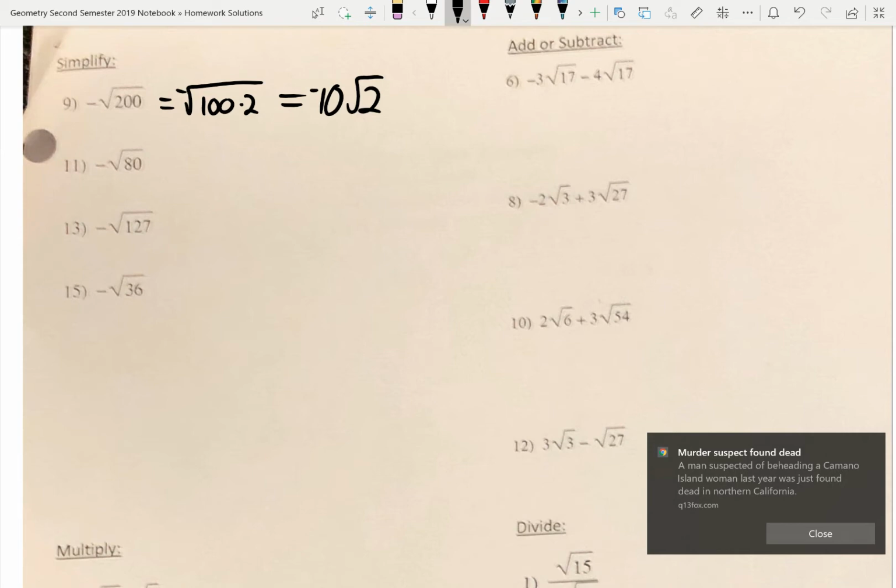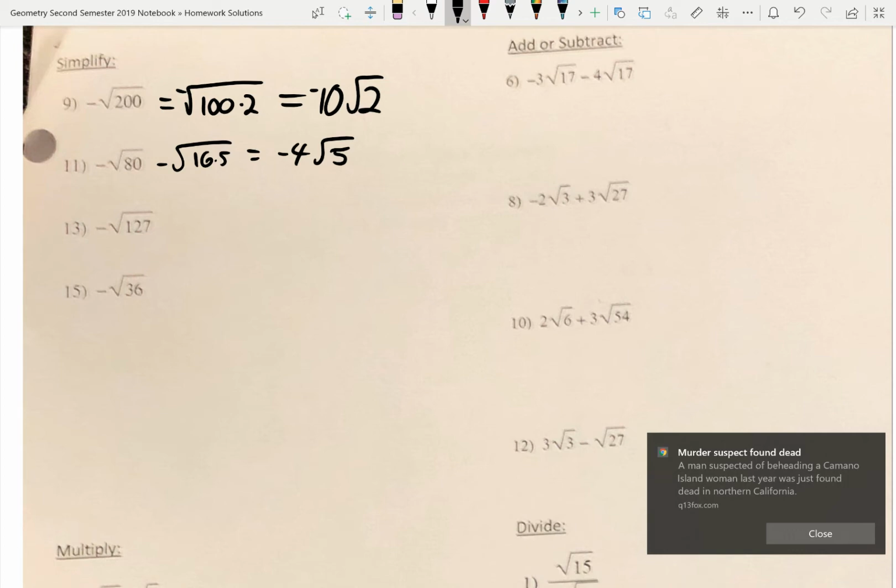All right, next one. Biggest square in 80. Got 4, 9, 16, 25, 36. 16 goes into 80. In fact, 80 is the same thing as 16 times 5. Square root of 16 is 4. So 4 root 5.